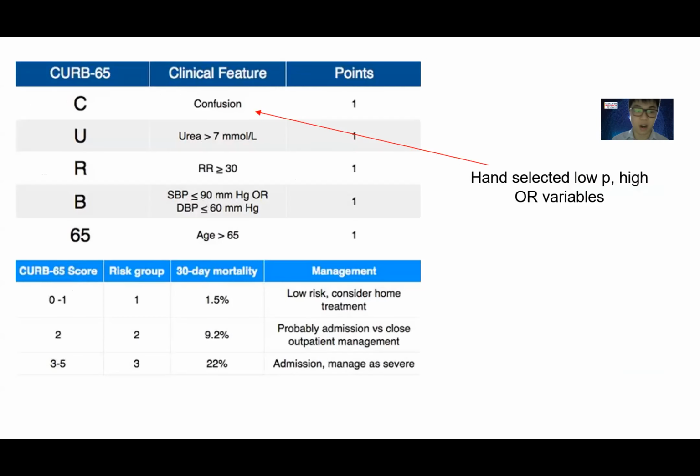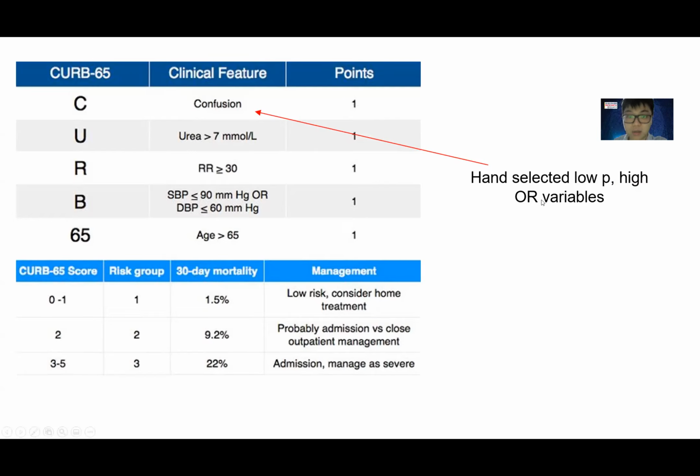So this is a common score. This is the CURB-65 score. How this scoring chart was made was that they took features that the clinicians thought were relevant, such as if the patient's confused, if their urea is above a certain threshold, if their age is above 65. They found that these variables had high p-values for severe disease. And then they created this scoring system. They assign 1 point to each. If your points are within a certain range, you have a certain 30-day mortality. And this was externally validated afterwards.